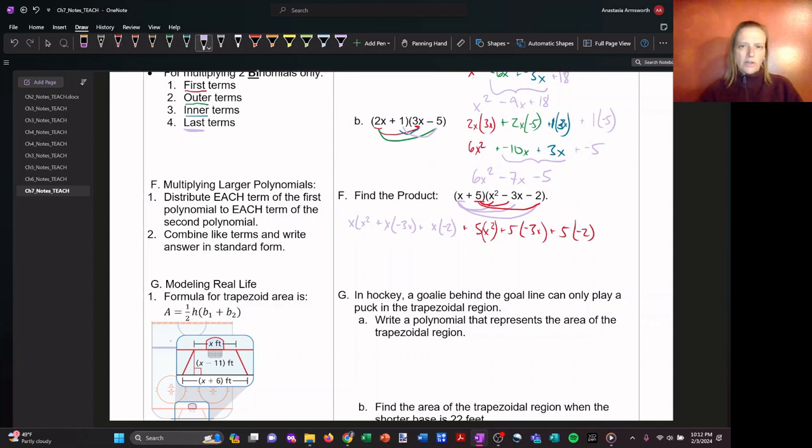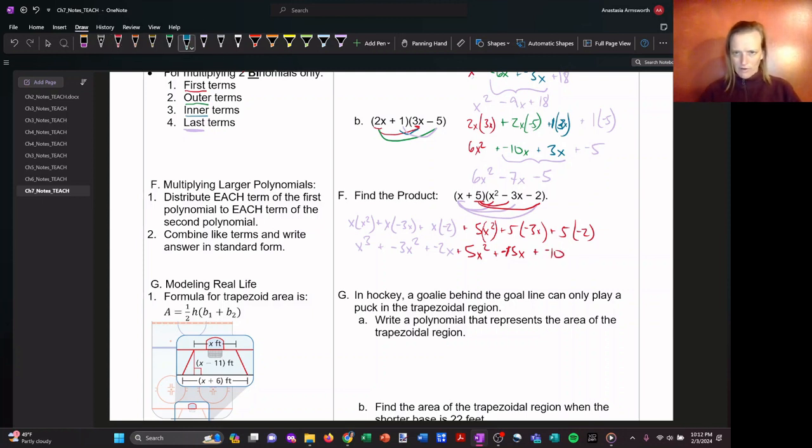But as we're first learning these, I think it's best to show all the steps. X times x squared is x cubed. X times negative 3x is negative 3x squared. X times negative 2 is negative 2x. 5x squared is just 5x squared. 5 times negative 3x is negative 15x. And 5 times negative 2 is negative 10.